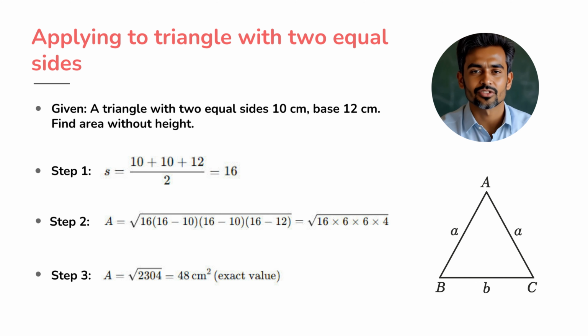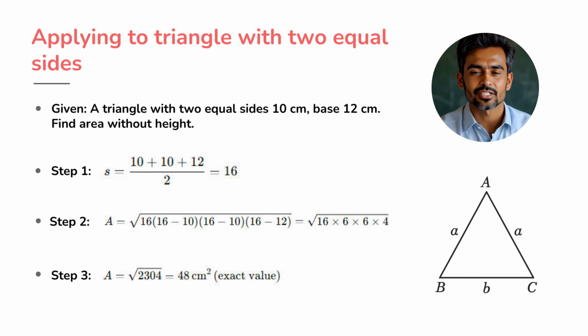Area equals square root of 16 times (16 minus 10) times (16 minus 10) times (16 minus 12). Evaluate inside the brackets. 16 minus 10 equals 6, again 6 for the second, and 16 minus 12 equals 4. So area equals square root of 16 times 6 times 6 times 4. Multiply these. 16 times 6 is 96, times 6 is 576, times 4 is 2304. Finally, area equals square root of 2304, which is exactly 48 square centimeters.